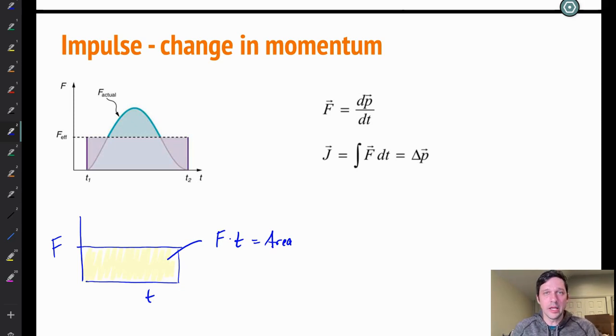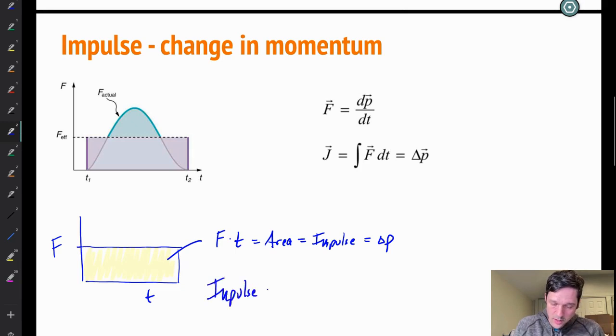But if we have some interesting function of force, some kind of force that varies in time, the same principle holds in that the impulse is still going to be found by determining the area under the graph, which in calculus terms is the integral. So whether it's a constant force or a varying force, the impulse is going to be equal to the integral of the force with respect to time. That's going to give us the change in momentum.